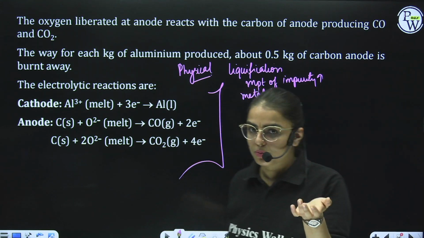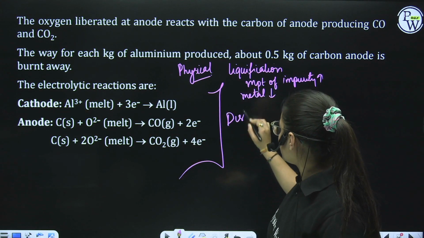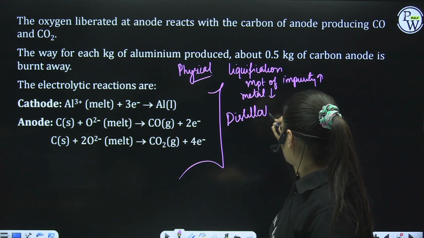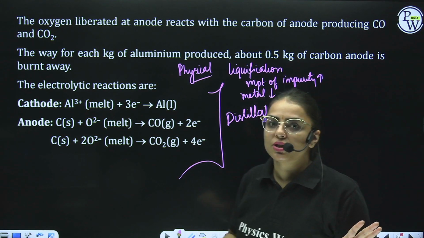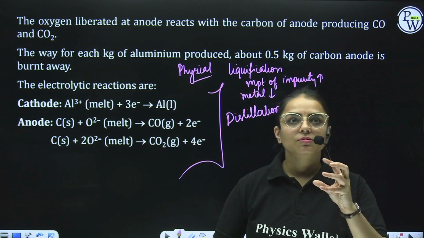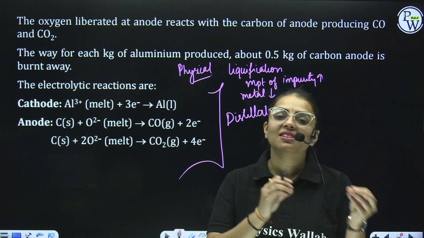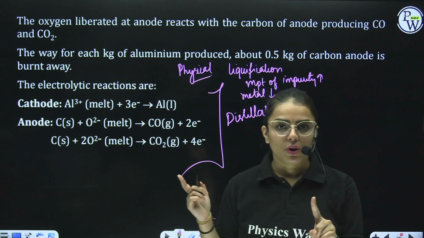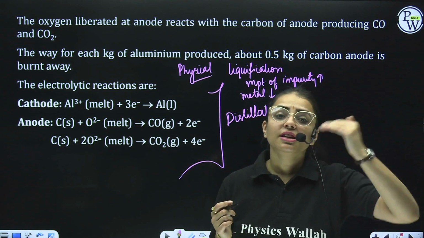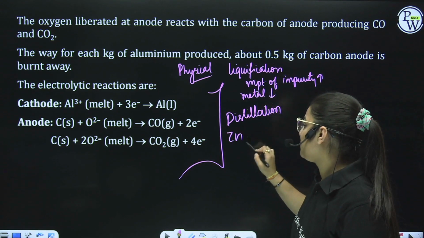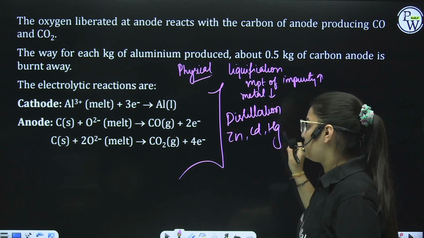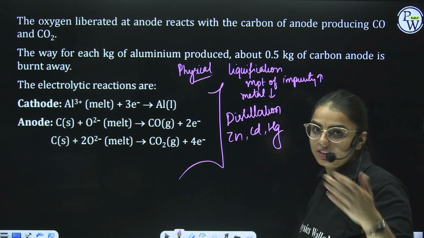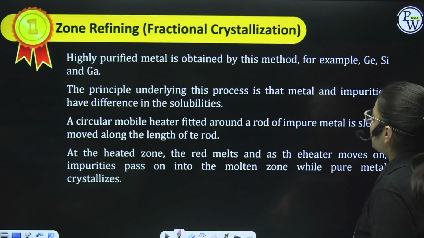Similarly, we have a distillation process. We have one more process, that is distillation. In distillation process, the boiling point of metal is taken as low and impurity has a high one. But over here, vapors are created. It is used for zinc, cadmium, mercury. Through the help of vapors, we can do the separation method.